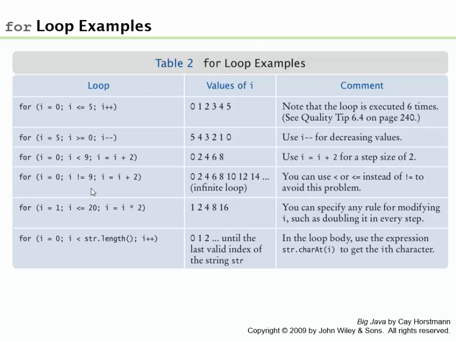Here's another one. In this case, we're doubling it each time we go through the loop. We only want to loop while it's less than 20, so we get 1, 2, 4, 8, 16. When we get to 32, it terminates the loop. So these are all powers of 2.